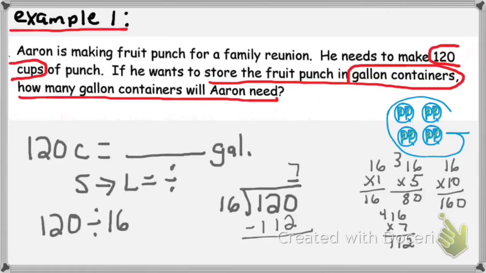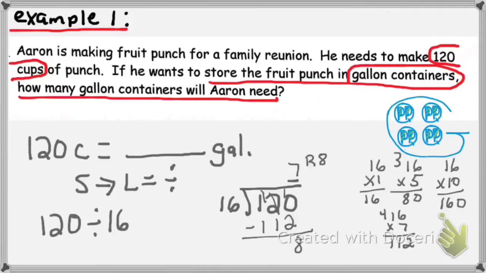We'll subtract. 0 minus 2, I can't do it, so I have to borrow. Cross out the 2, make it a 1. Now I can turn that 0 into a 10, and 10 minus 2 equals 8. 1 minus 1 is 0, 1 minus 1 is 0. So I have a remainder of 8.